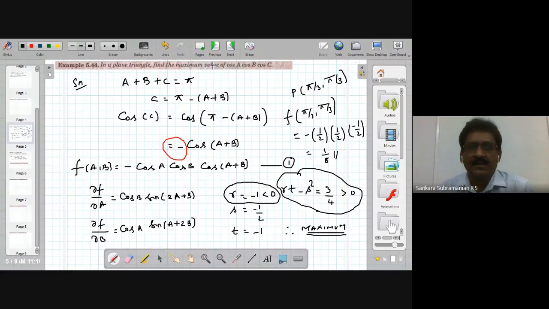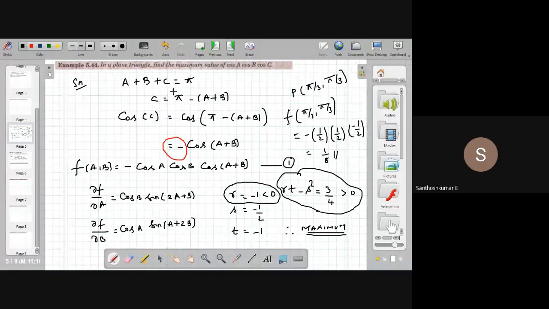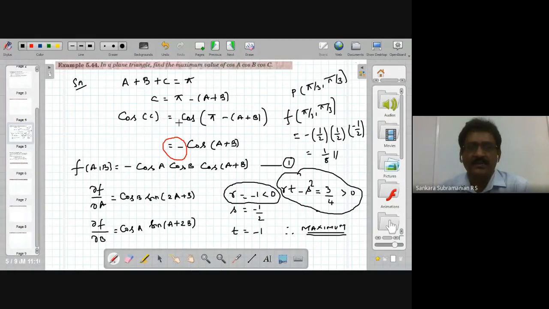We have cos of angle A, cos of angle B, cos of angle C to be the function for which we want to find the maximum value, with the condition that in a plane triangle, the sum of the angles must be equal to 180 degrees or pi radians. Therefore, C can be written as pi minus of A plus B, and cos of C is cos of pi minus of A plus B, which I have written as plus cos of A plus B in the previous class. I am very sorry for that mistake. So this is minus cos of A plus B, and some of your friends actually told the result is minus, but I didn't consider it.